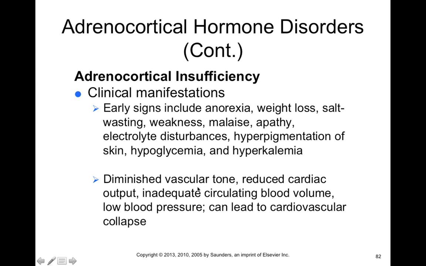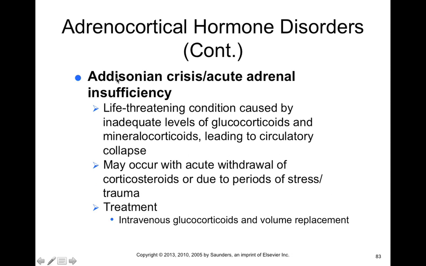You're going to see things like diminished vascular tone and reduced cardiac output from basically the electrolyte disturbances, as well as inadequate circulating blood volume, because if you can't hold on to your body's sodium, then you start increasing urine output, and then you have a lower blood volume, which lowers blood pressure, and this can lead to cardiovascular collapse. And what we call this is Addisonian crisis, or acute adrenal insufficiency. And it's a life-threatening condition that's caused by inadequate levels of glucocorticoids and mineralocorticoids that can lead to circulatory collapse.